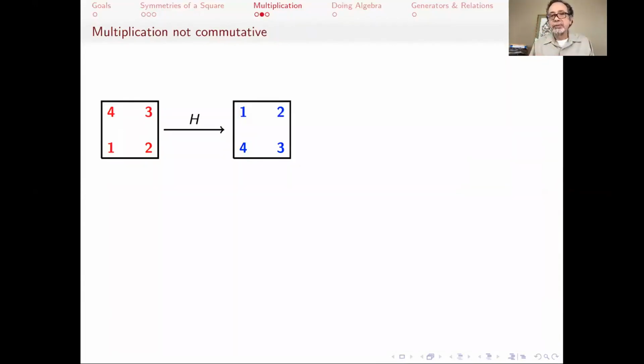As soon as we say multiplication, the question is, does it have the same properties as the usual multiplication of 3 times 4? And one of the things it doesn't have that I want to point out right away is that it's not commutative.